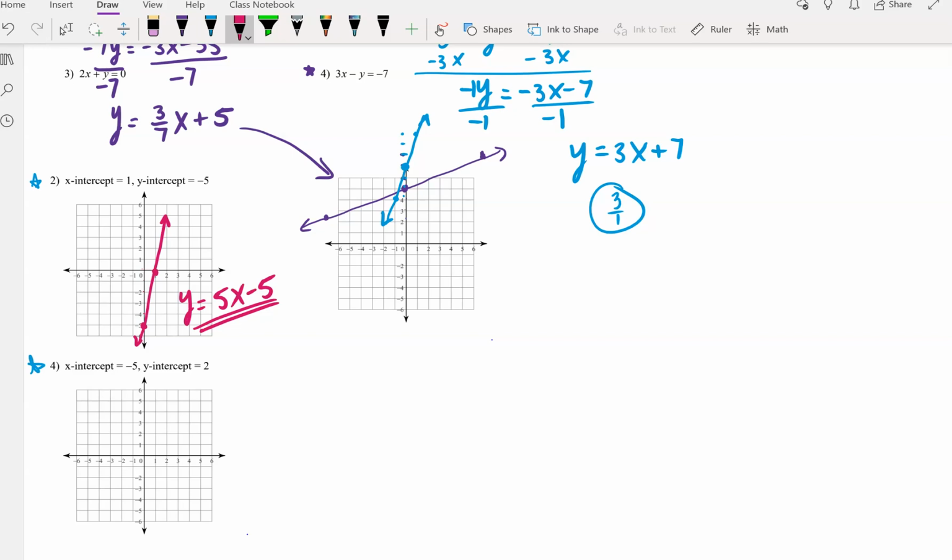An x-intercept of negative 5 this time. Okay, so there's my x-intercept. A y-intercept of 2. There's my y-intercept. So I know my line is going to pass through those 2 points. And once again, you can find your slope by doing a rise of 2 and a run of 5. So it looks like it's a positive 2/5 is our slope, and our y-intercept is 2. So we have been able to write our function.